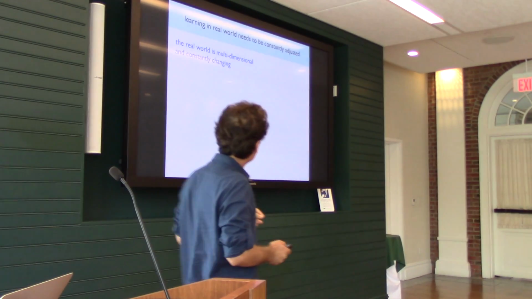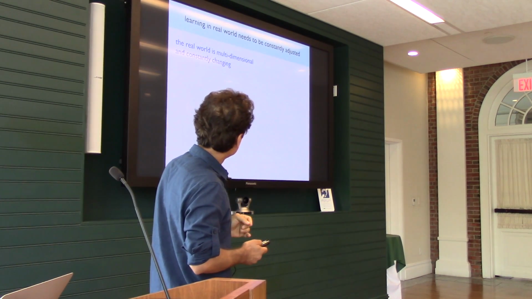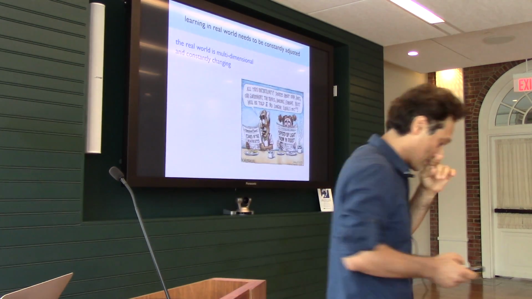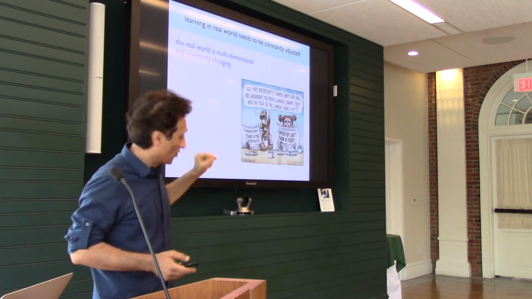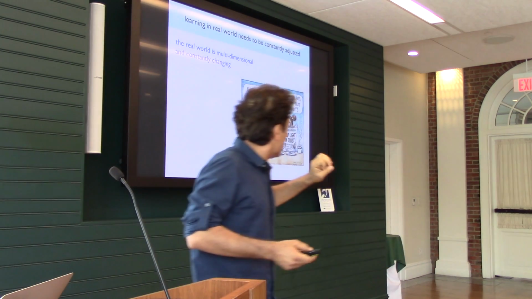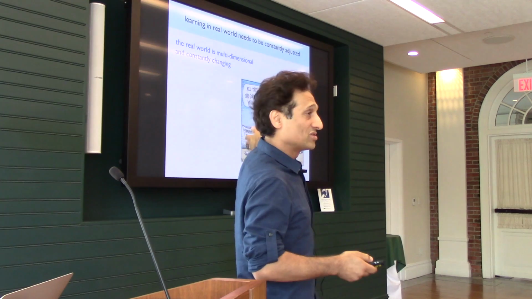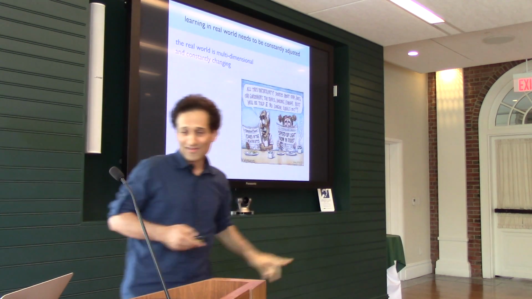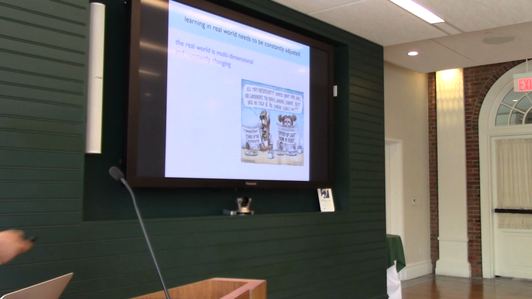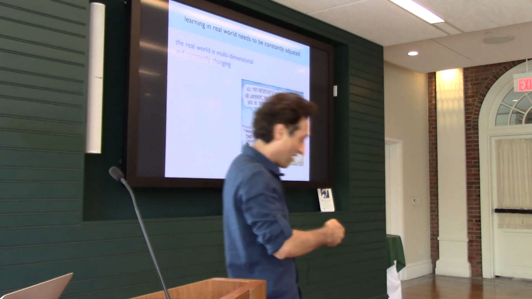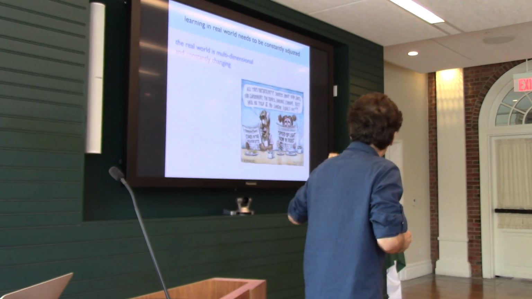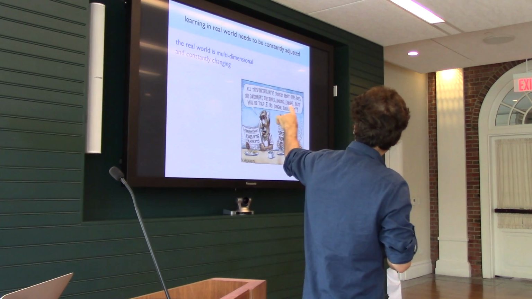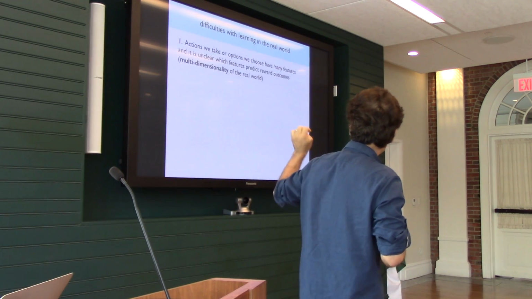So one reason is that the real world is multidimensional and it's constantly changing. So this is just to make you a bit happy about the situation we are in right now, but actually this is from 10 years ago. Right now the political situation is, this looks like a joke compared to what we have right now. But anyway, so there are two aspects, multidimensional and changing.